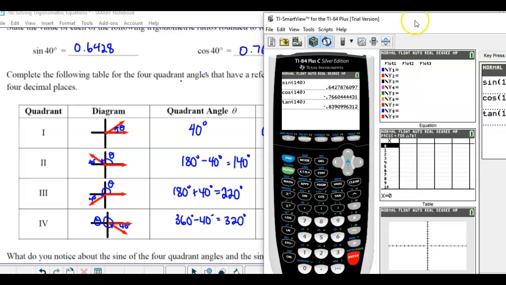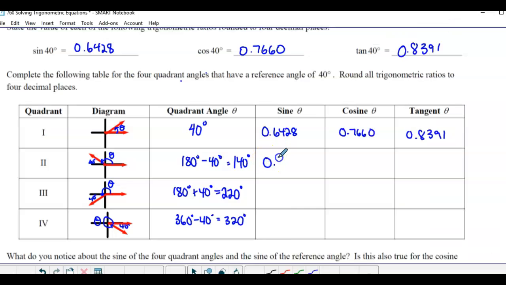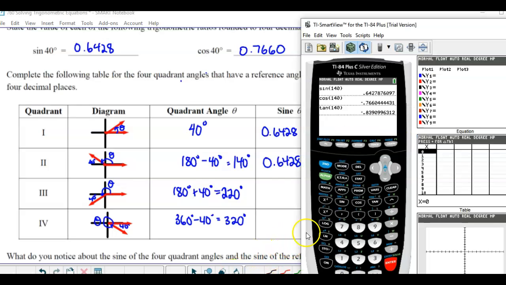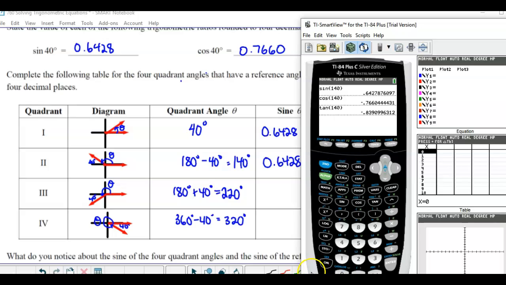Okay, so 0.6428. So this one is the same as the previous. Then cosine is negative 0.7660. Okay, so now that's negative compared to the original. And then tan is negative 0.8391.